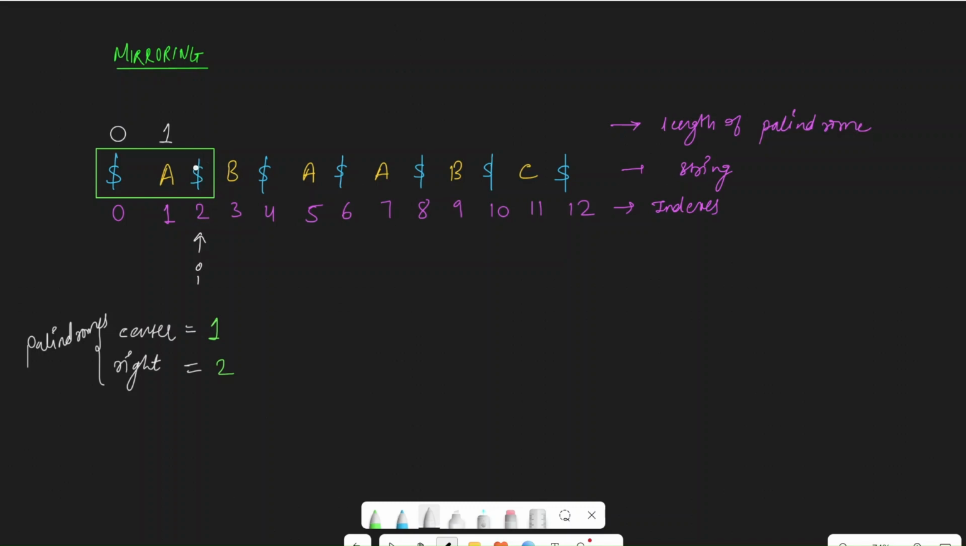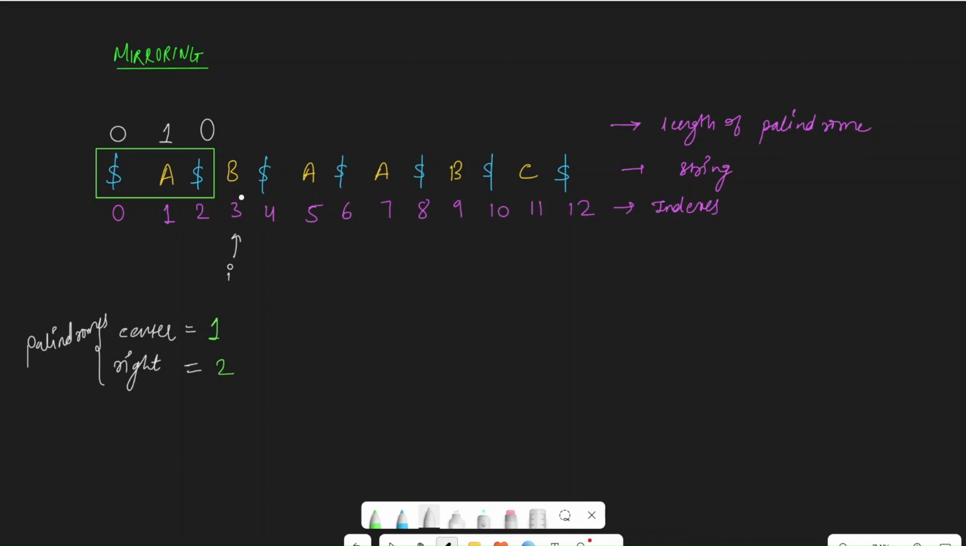Now I'm going to expand around this index. So going one to the left, one to the right, and checking these characters, are they equal? A and B, they are not equal, which means the length of palindrome with this second index as center would be equal to 0. Now let us move to this position. So I'm again going to shift my eye, and my eye becomes this. I don't have to change center and right because my palindrome still stays over here.